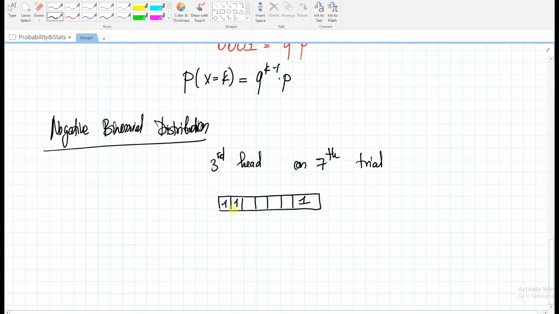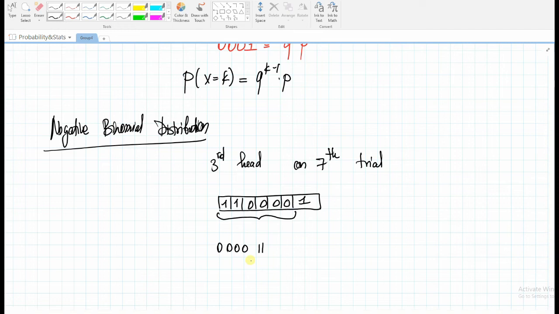For example, I can win this game on the 7th trial with this sequence: first time heads, then 4 times in a row tails, then heads. Then I won the game. Is it possible to generate another sequence? Yes. If I change the permutation, I change the places of these digits, I can choose 4 zeros first, then 2 ones, or any other permutation of these numbers. For all of these cases, I will win the game. I cannot touch the last one, because the last one should always be 1.